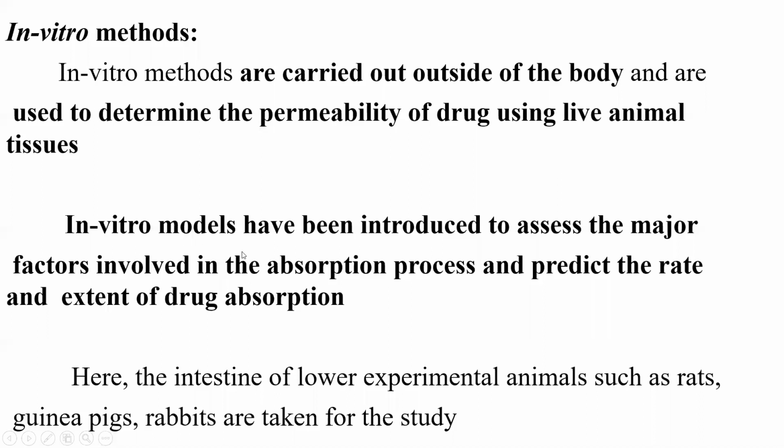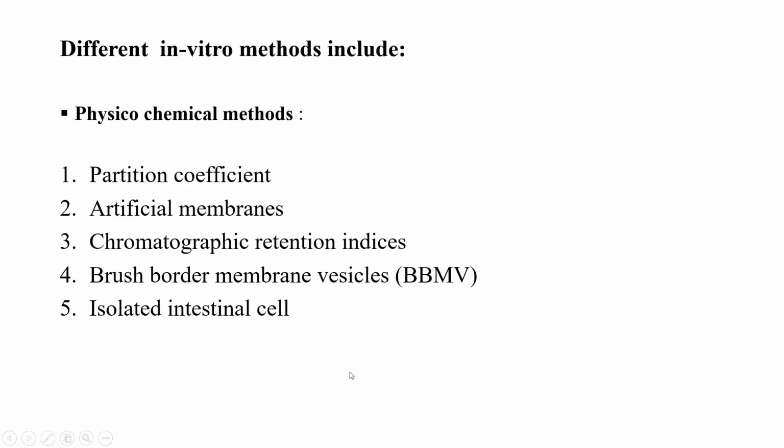So why do we use these kinds of in vitro models? You can assess or find out the major factors involved in the absorption process and predict the rate and extent of drug absorption. The intestines of lower experimental animals are used: rats, guinea pigs, rabbits. These are usually selected for the study. We know that these are close to the human models. That's why we select guinea pigs, rats, and rabbits for the study.